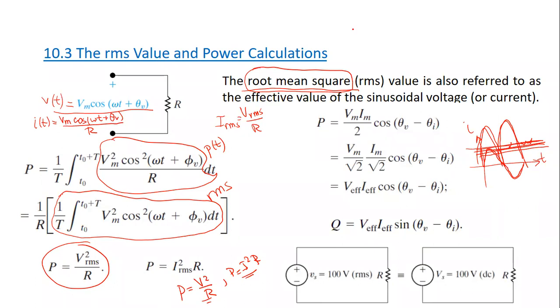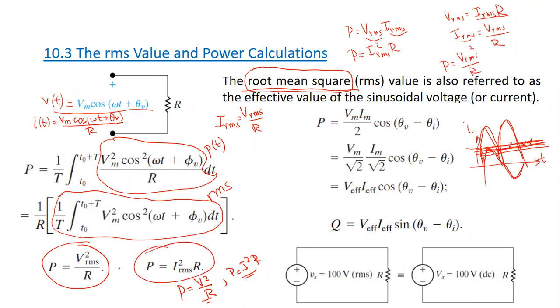Let me show it here. P is equal to V RMS times I RMS, and I know that V RMS is equal to I RMS times R, or I RMS is equal to V RMS over R. If you replace V by I RMS times R, then P will be I RMS squared times R. And if I replace I RMS by V RMS over R, then P will be V RMS squared over R. So we can use this formula, or this formula, and this is how we came to these formulas.